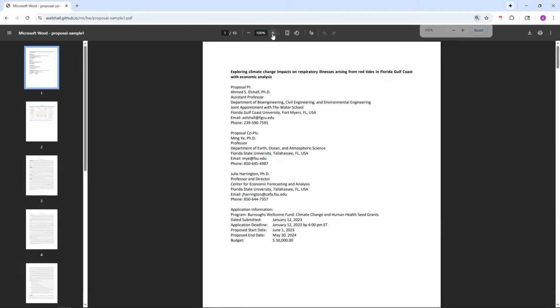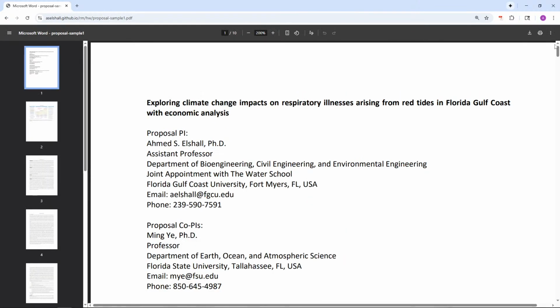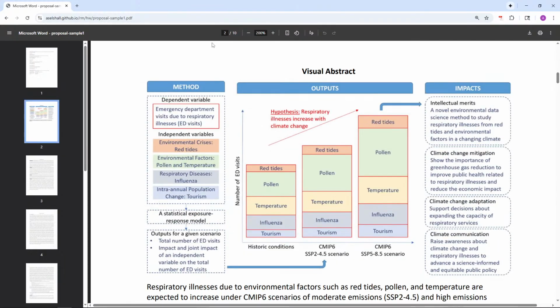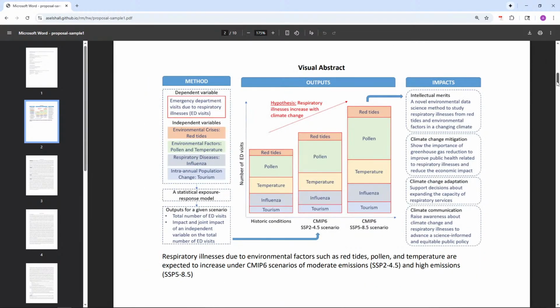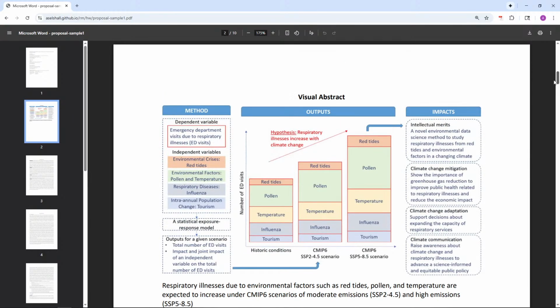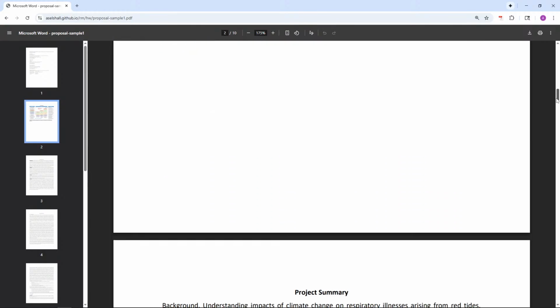But what I want to show you here is that you can look at this sample proposal. Let's look at it again, and that's basically all the components that you need, like a cover page. After the cover page, there's a visual abstract. Here you see a visual abstract, and this visual abstract is optional for you. If you want to do one, you can do one, otherwise it's optional.